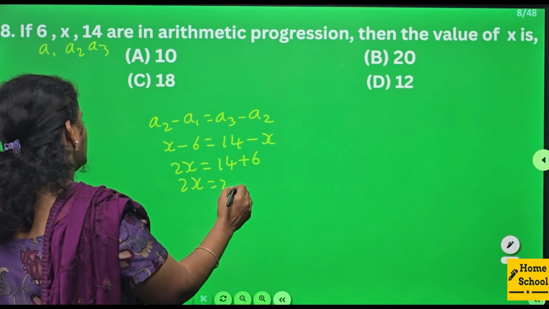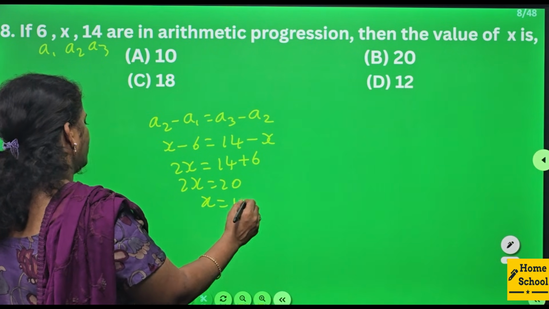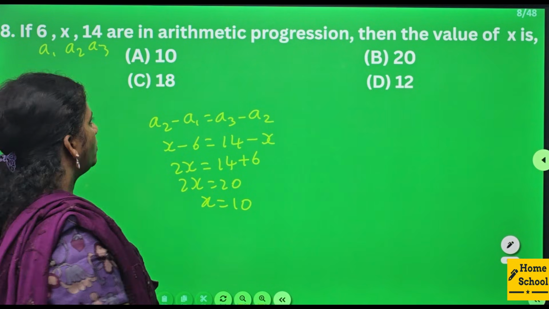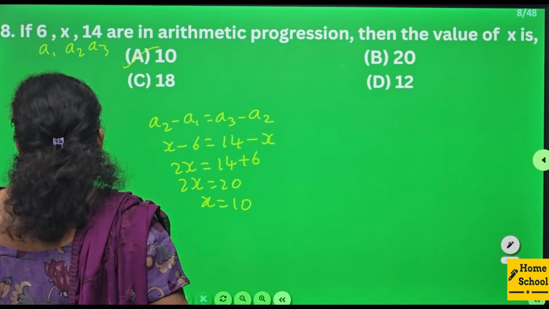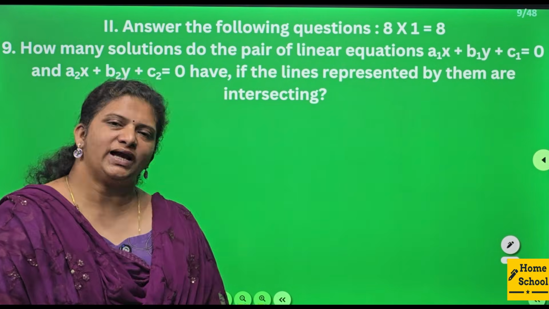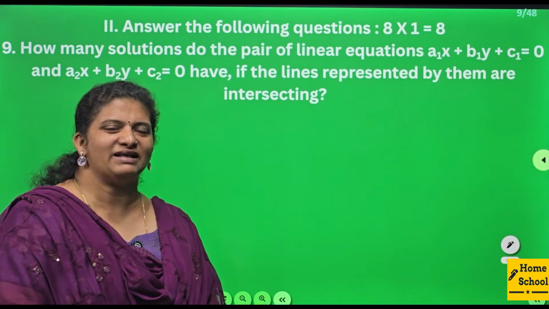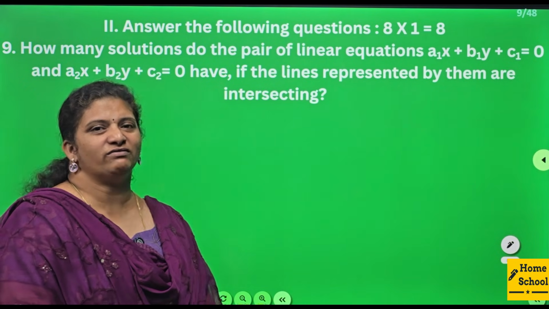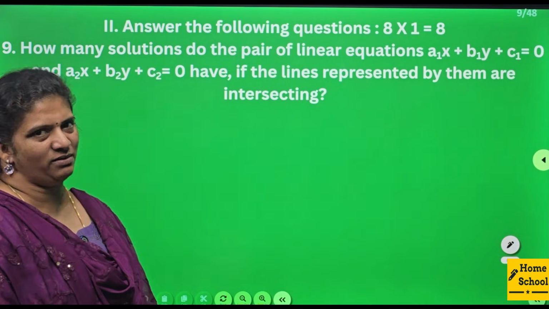2x is equal to 20, x is equal to 20 by 2, that is 10. So where is your answer? Option A. With this we complete our first main. Second main, answer the following questions. 8 one-word questions will be there, each carries 1 mark.